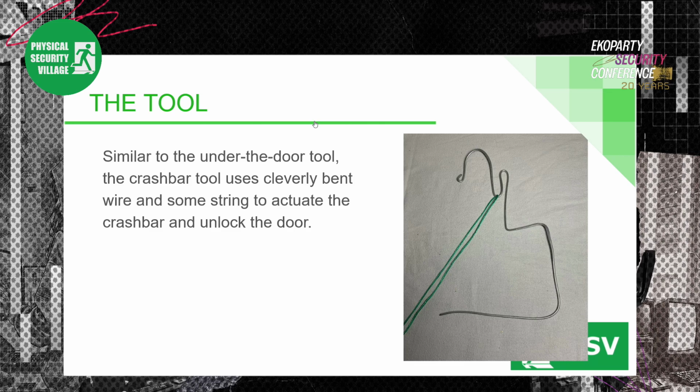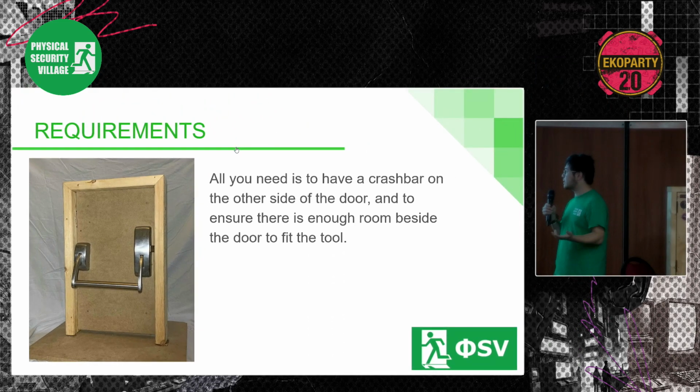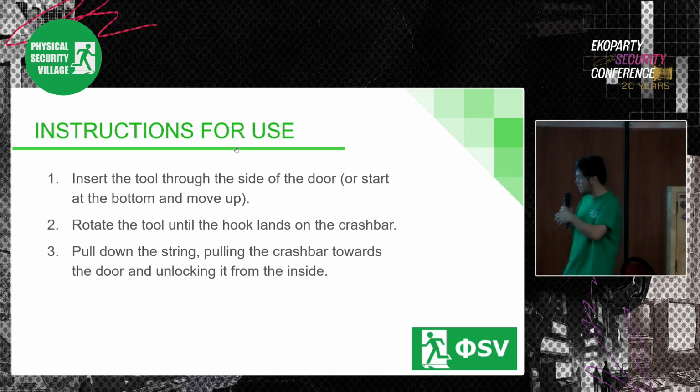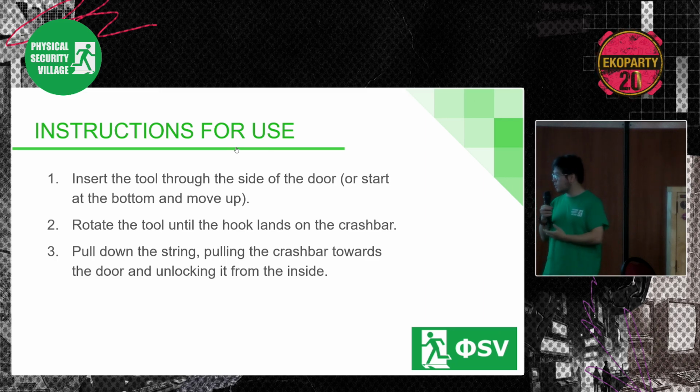So very similar to the previous two bypass methods, all you need is some string and some wire to actuate the crash bar as if you were coming from the inside to the outside to unlock the door. As mentioned before, all you need is a crash bar on the other side of the door, and to make sure that there's enough room for you to fit that wire and string through the crack in the door. So what you'll do is insert the tool through the side of the door, rotate the tool, and then pull down on a string, which will actuate the crash bar.